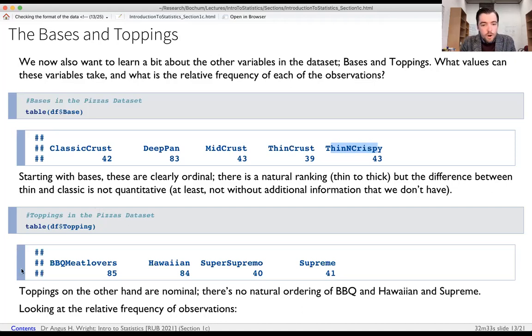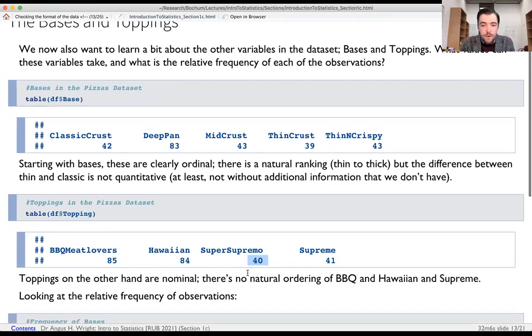If we want to now look at the toppings, you see a similar sort of story. So again, we're looking at the toppings. We have barbecue, we have Hawaiian, and then super supreme and supreme. Now, again, if you look at the absolute frequencies of these things, both the barbecue and the Hawaiian have the same rough number of entries, of 80 odd entries. But these two, which again are similar in name, split the difference at 40 each. So again, perhaps something is going on in the background here.